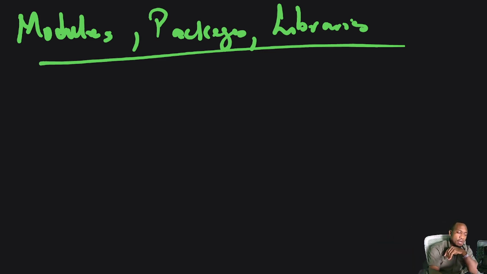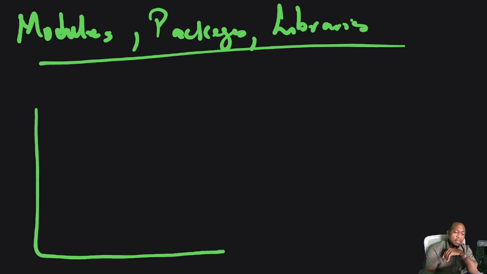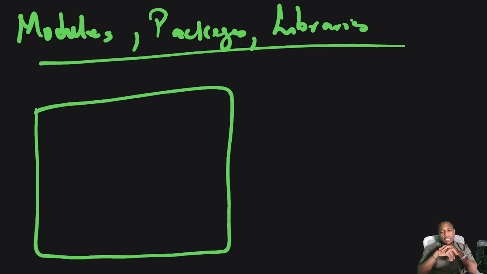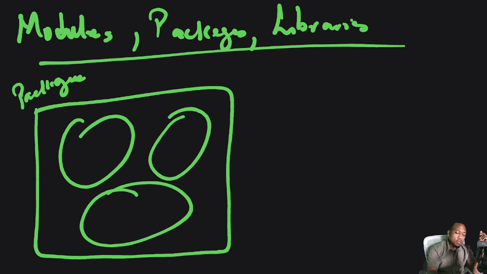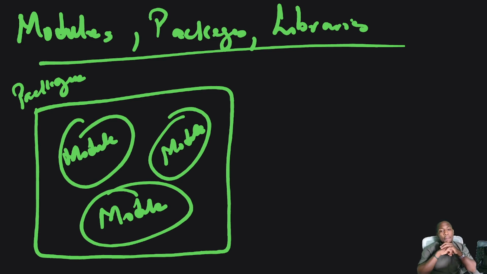A simple diagram that I've always used to illustrate this is thinking about it as a big box. Now within this box we have our packages. So this box is a collection of packages. Within the package you can have modules. So right off the bat, we can see that a module is a subset of a package. So a package is a collection of modules, in other terms.